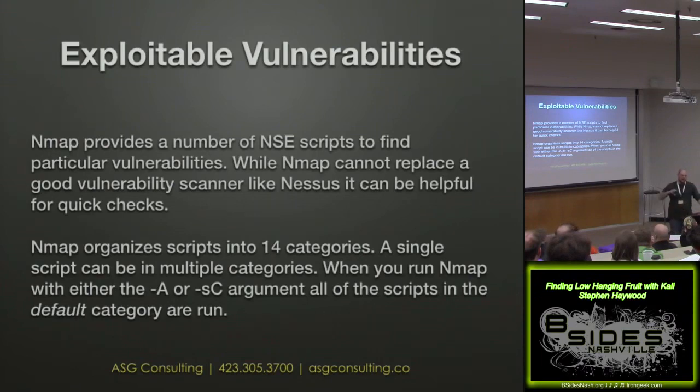Nmap has all of its scripts organized into 14 categories. If you go to nmap.org, there's a nice little online tutorial and book and all that. And there's a whole section on NSE scripting and what scripts are available and how to build them, all that good stuff. But they basically have 14 categories. A script can be in multiple categories. The category marked safe, those scripts are safe to run on your network.